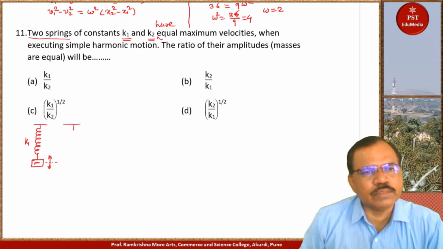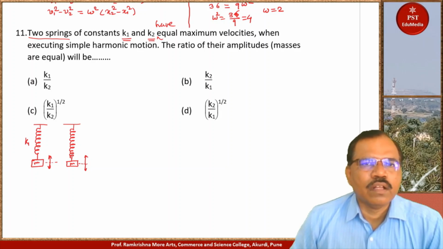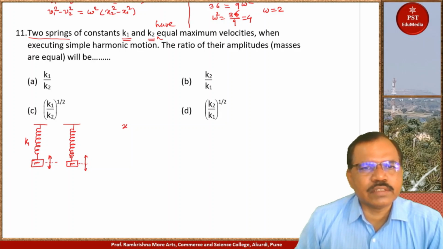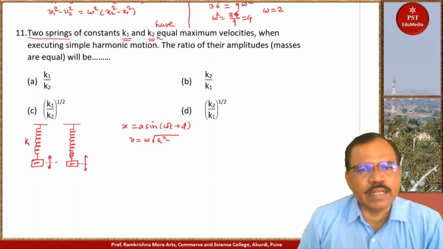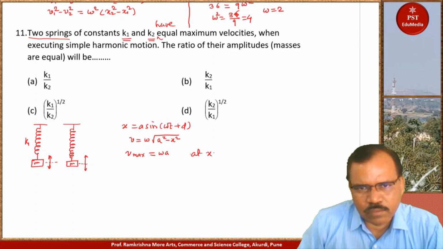Then we have another spring, which may be different from the first spring, and the same mass is attached, and it is oscillating about this equilibrium position. Now we know x is equal to a sin(omega t plus phi). This is the general equation, and velocity is omega under root a square minus x square. And what is V max? V max is equal to omega into a, at x equal to 0.